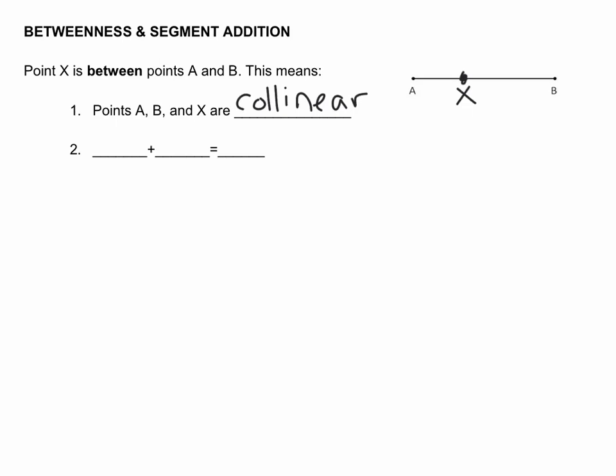Now, the second thing that tells me is that the length of the first segment, AX, which is this one right here, plus the length of the second segment, XB, which is this one right here, is going to equal the length of the entire segment, our segment AB, which is this whole thing from A to B.